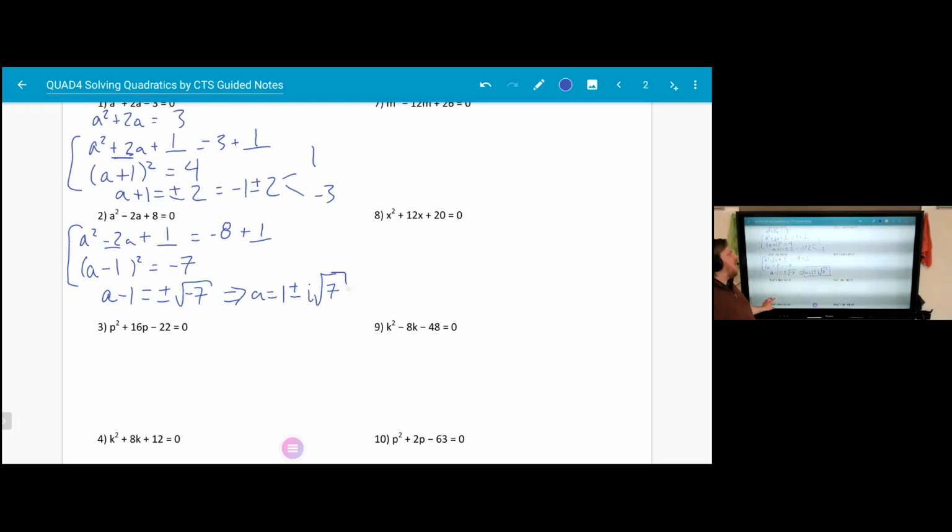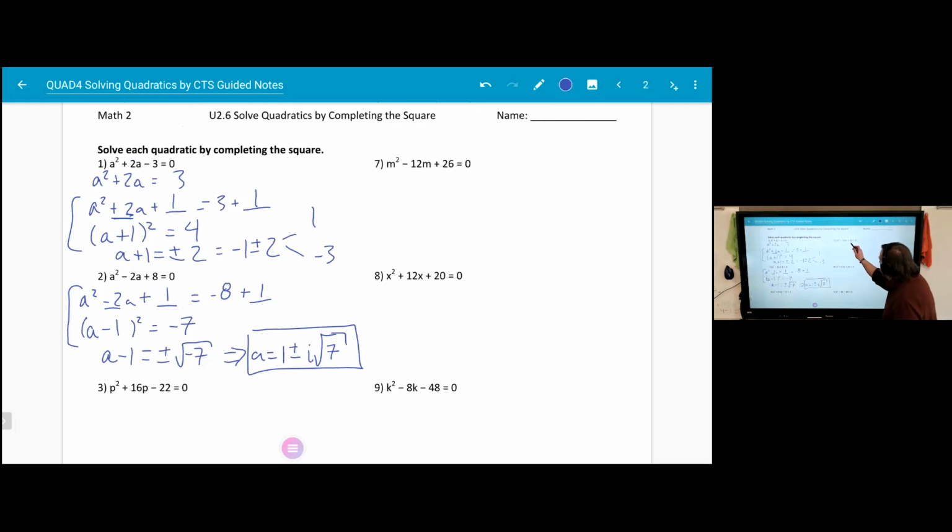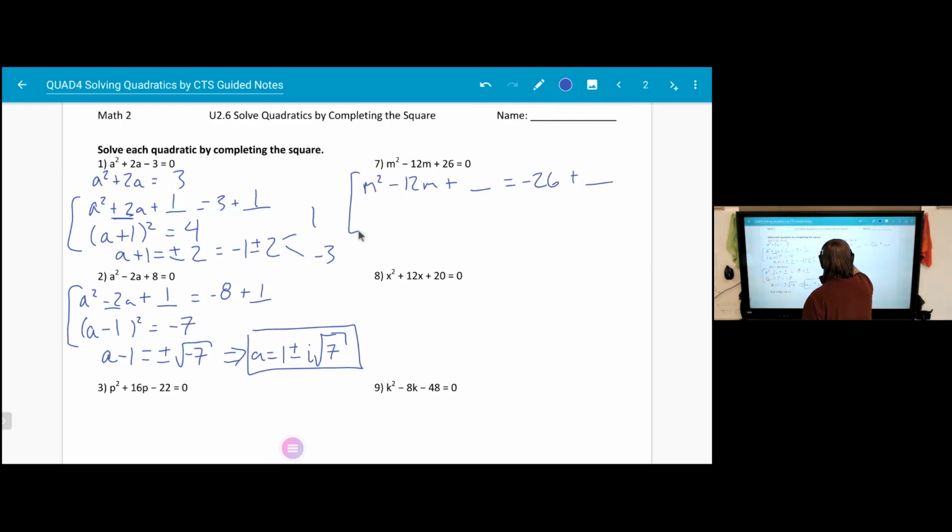Let me do one more with you. I'm going to subtract 26 from both sides. I'm doing number 7. I have m squared minus 12m, leaving room to add something to both sides, equals negative 26 plus some number. Now I'm going to set up my perfect square. This ends up being m minus something, squared, equals a number.